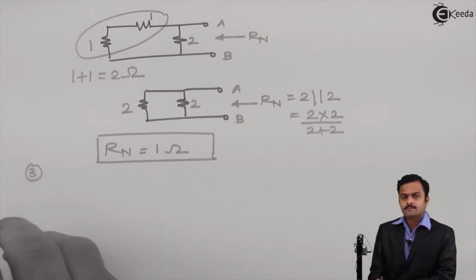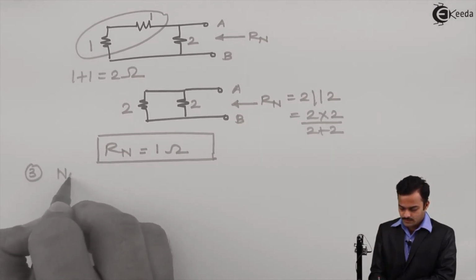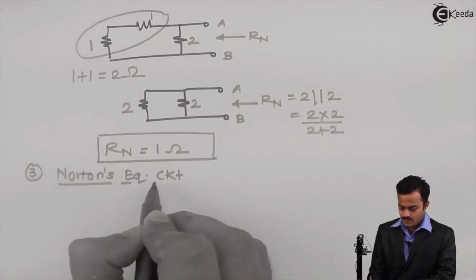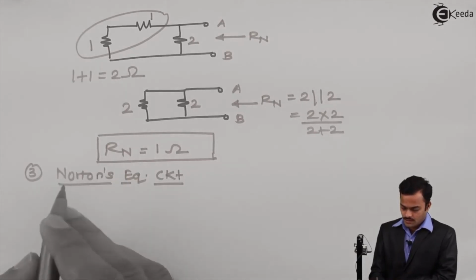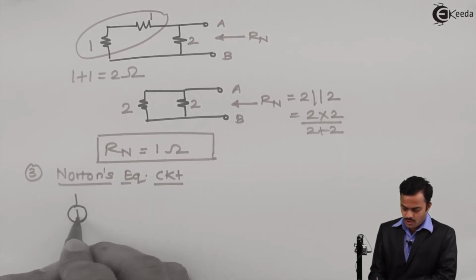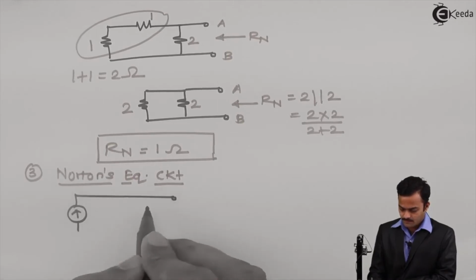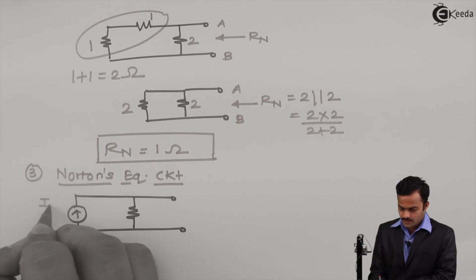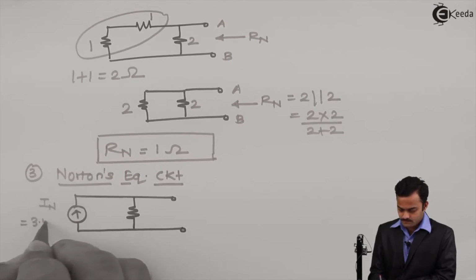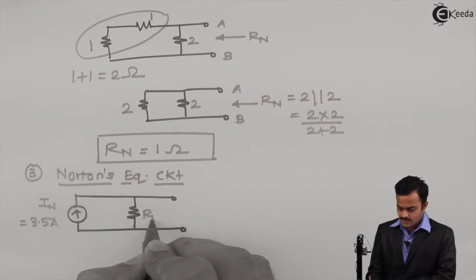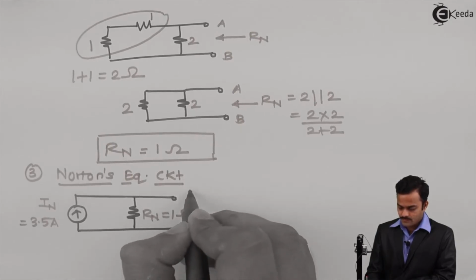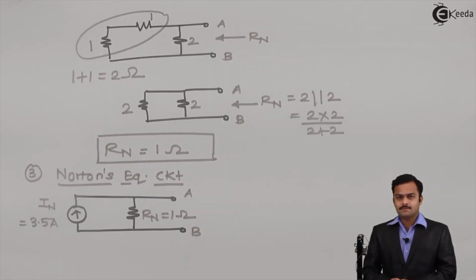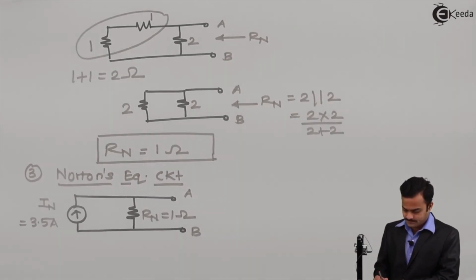Let's go to the third step, represent Norton's equivalent circuit. A current source, across which we have to draw a resistance. Current source here we are having of 3.5 ampere, and resistance across it is 1 ohm. These are the terminals A and B. So the last step is calculation of IL.